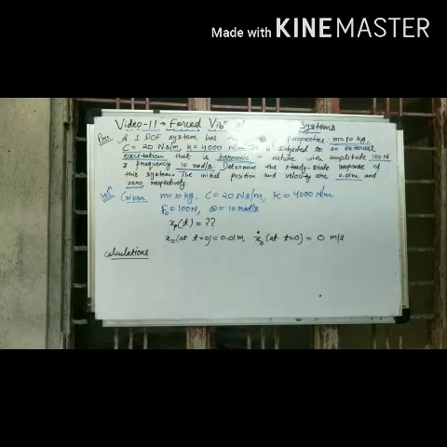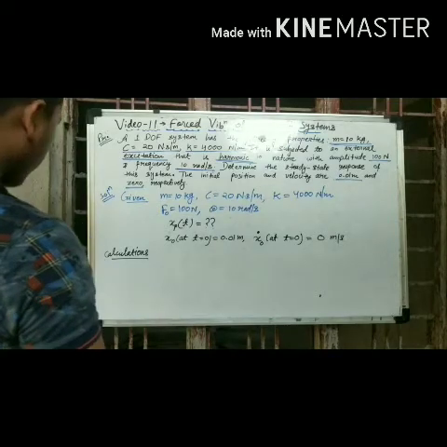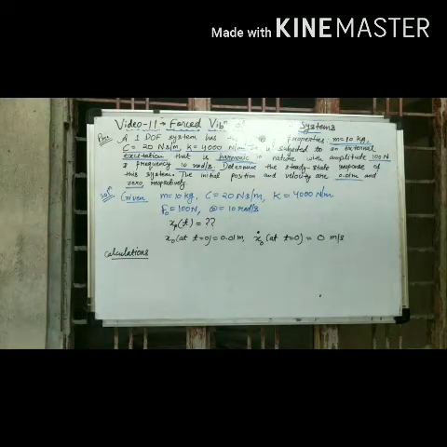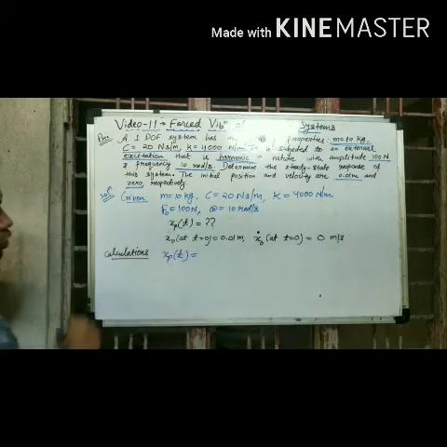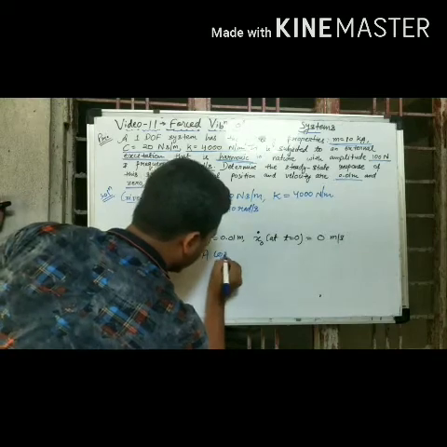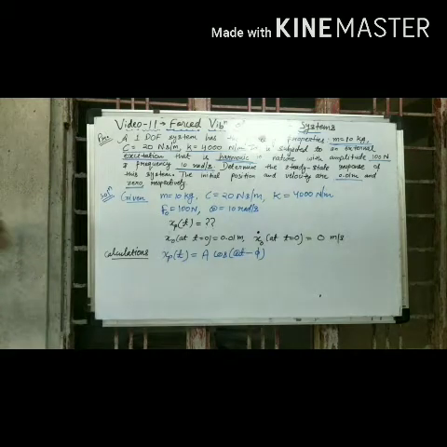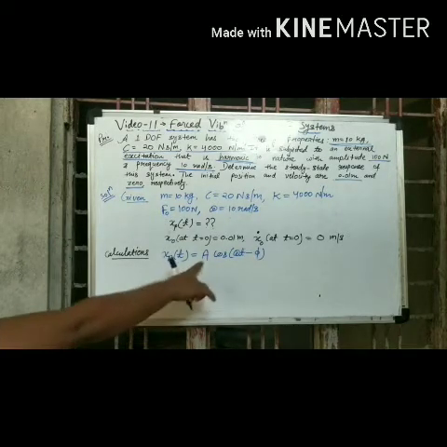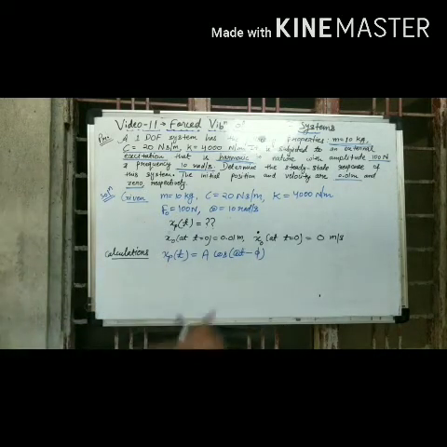Now we'll calculate the required things. First of all, we'll see what is the formula for x_p(t), since they are asking about x_p(t) only. The formula for x_p(t) is A cos(omega t minus phi). Now we know the formula for A and the formula for phi. We can easily get the amplitude of this particular integral response, or steady state response, and we can easily get the phi value. The omega value we already have.